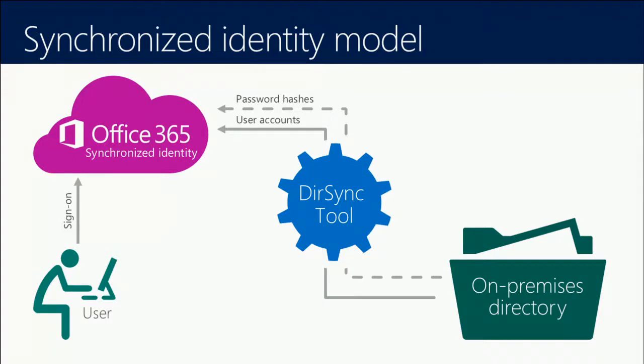DirSync can also synchronize a password hash, so it will get the password hash out of Active Directory, run some additional hashing algorithms on it, and then it will synchronize that password hash up to Office 365 as well. It does this every 2 minutes. And this means that users can go and sign on to Office 365 directly, and Microsoft Azure AD can validate the password. All the details are there, and the password is the same as your on-premises password. So that's the synchronized identity model.